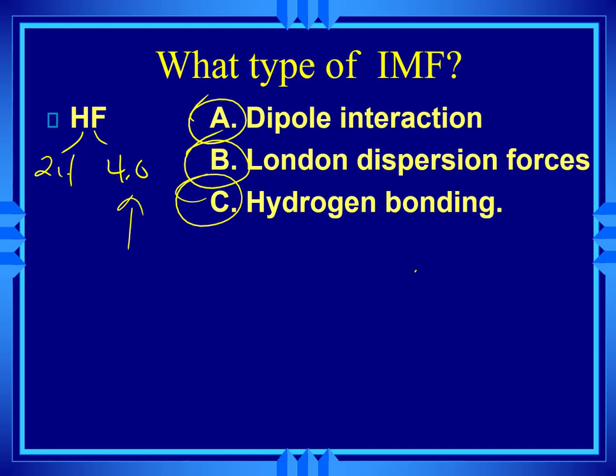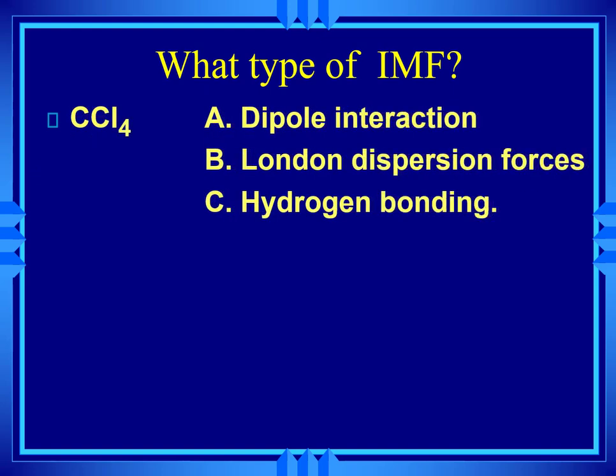Oh yeah, if it's hydrogen bonding, it's got to be everything else too, because the way you get hydrogen bonding is because it's polar. Okay? And the way you make it polar is to have electrons. Okay? CCl4. And carbon is 2.5, and chlorine is 3.0.